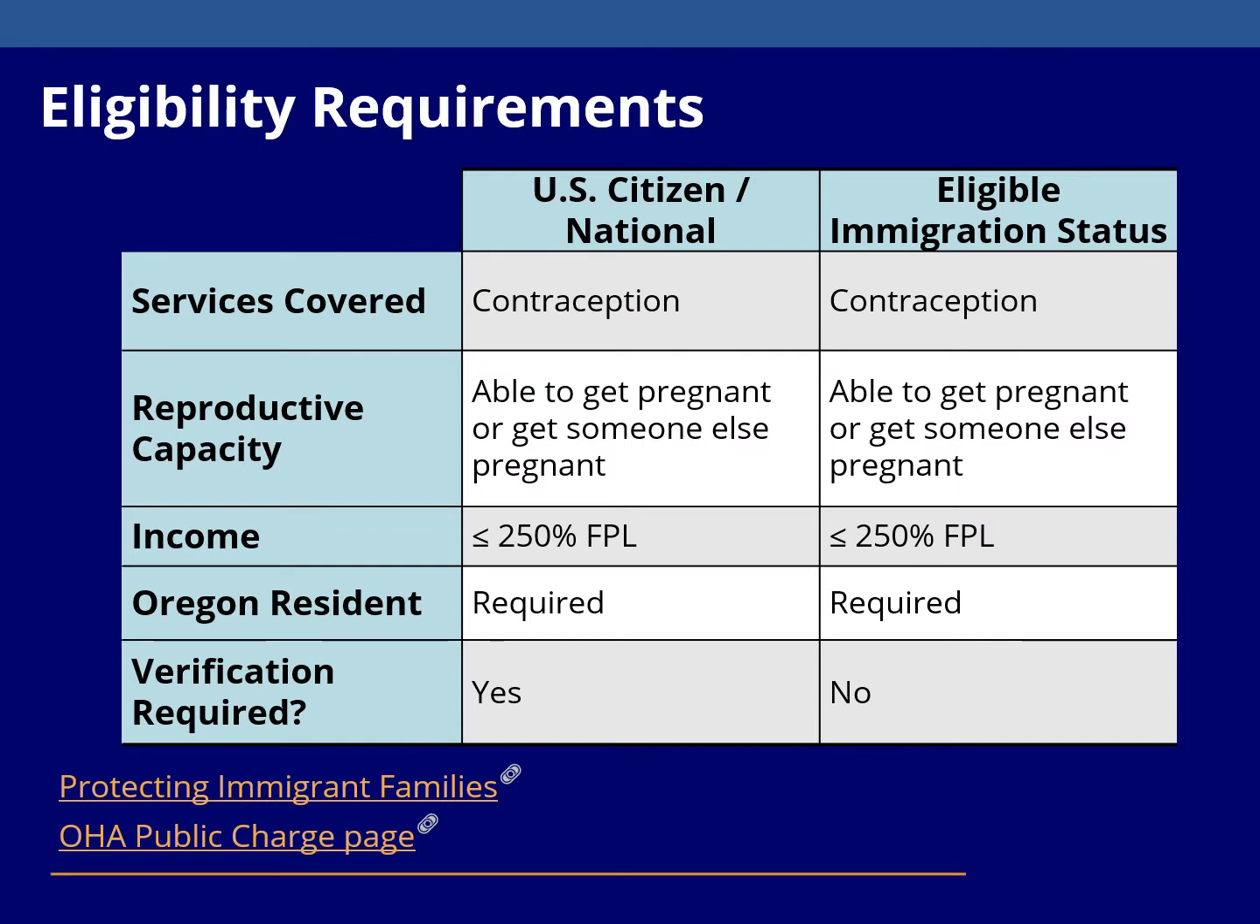In order to protect these clients, we started using a different funding stream for clients who mark eligible immigration status on the enrollment form. This means that if a client marks eligible immigration status, we do not verify their information and therefore do not share their information with federal agencies. So while your clinic is a C-Care only clinic, the information requirements for clients who mark U.S. citizen or national are slightly different than for clients who mark eligible immigration status. For more information on public charge, we recommend going to Protecting Immigrant Families and/or the OHA public charge webpage.